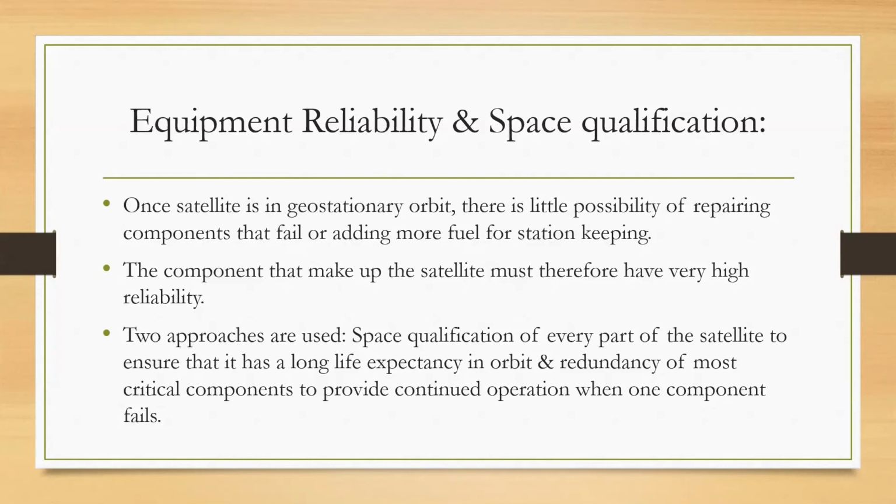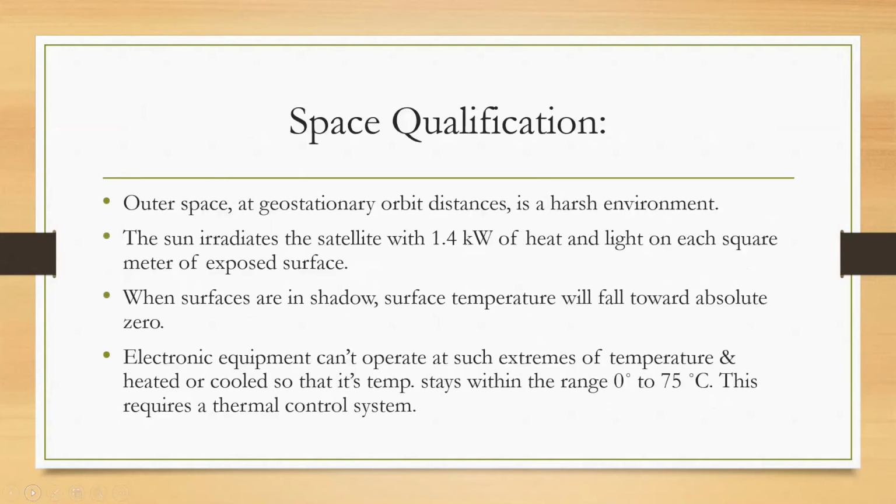You can rectify it on the earth, and then replace it with the components that will have a long life expectancy in the orbit where it has to work. Okay, so two important parts of reliability are redundancy and testing.